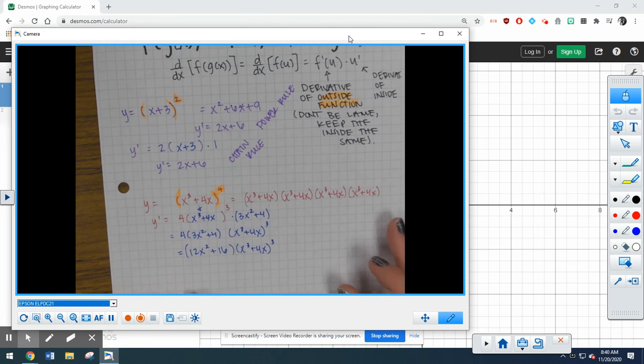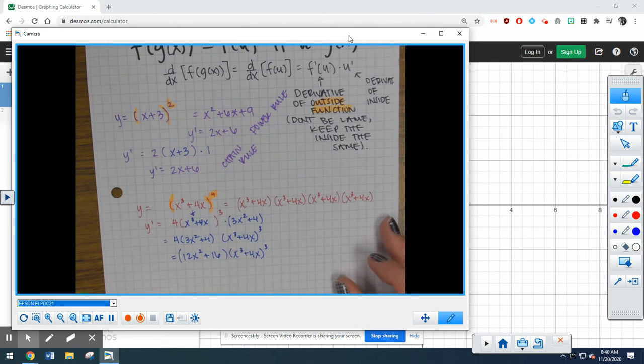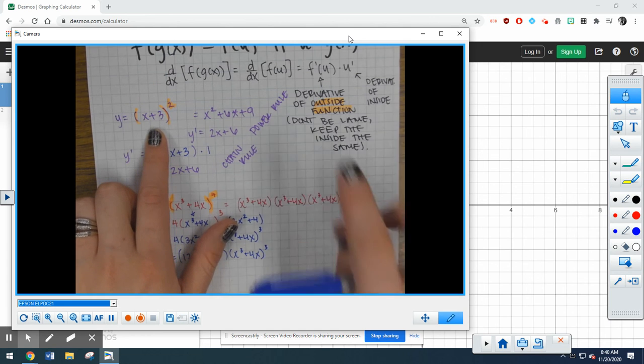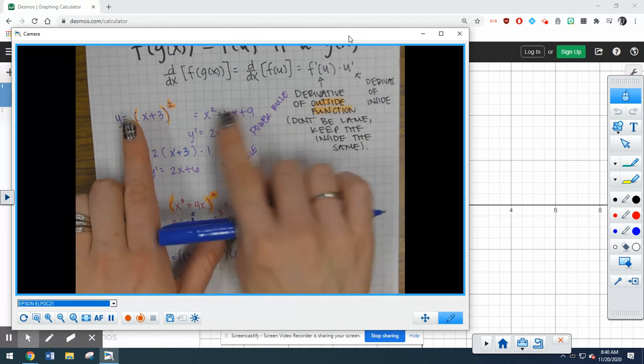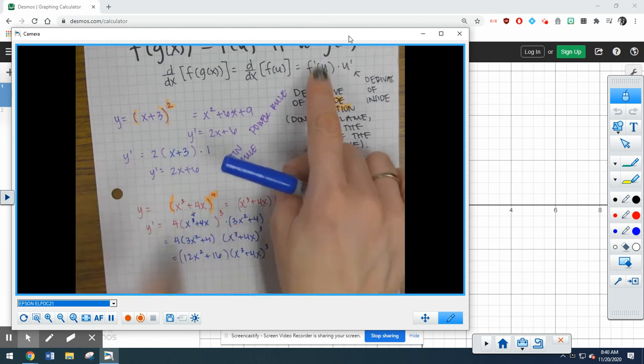So there are a couple of examples of using this chain rule. You're going to take the derivative of the outside function, don't be lame, keep the inside the same, and multiply it by the derivative of the inside function. And really what you're doing is you're decomposing functions here. This x plus 3 becomes our u. And then this squared becomes our f of u.